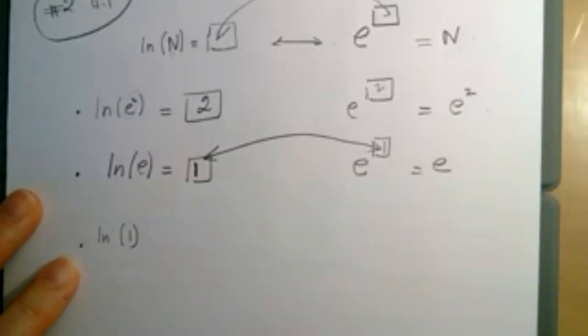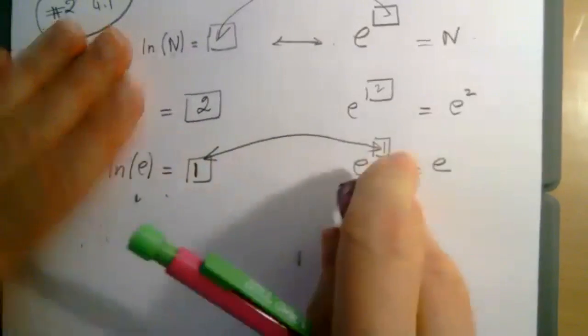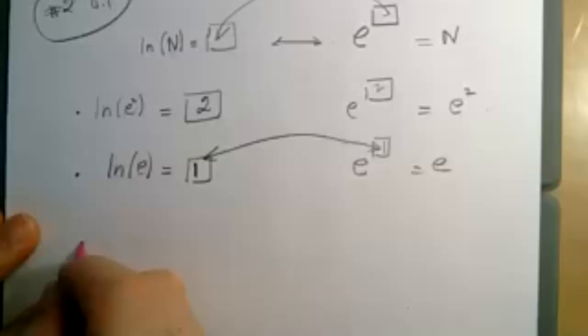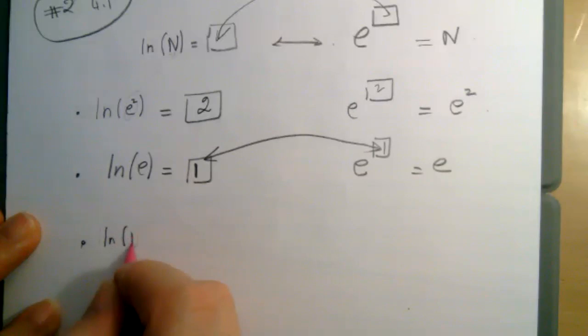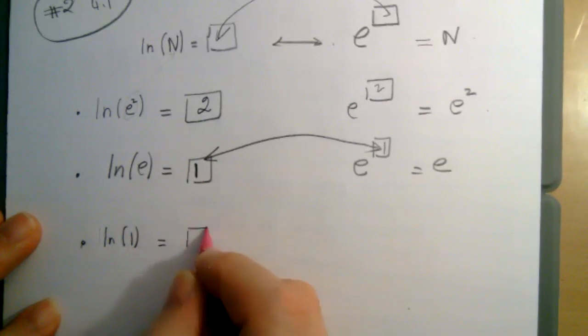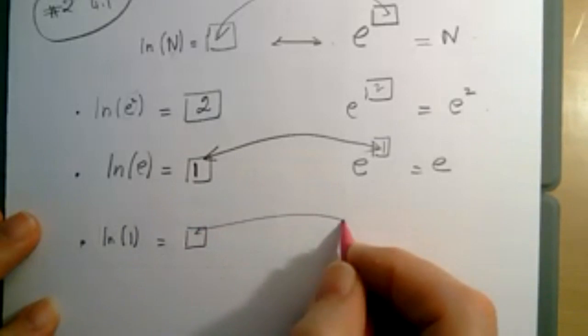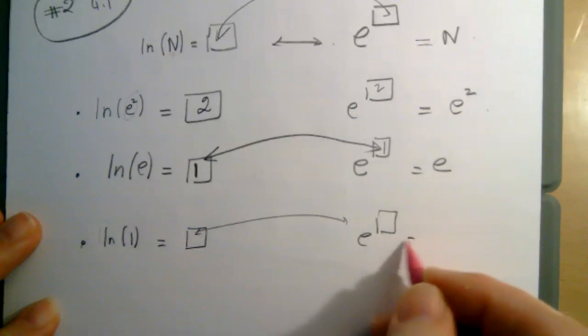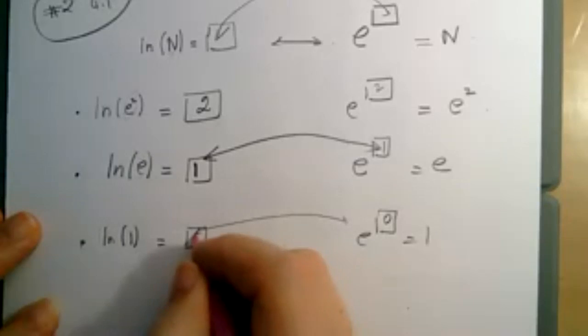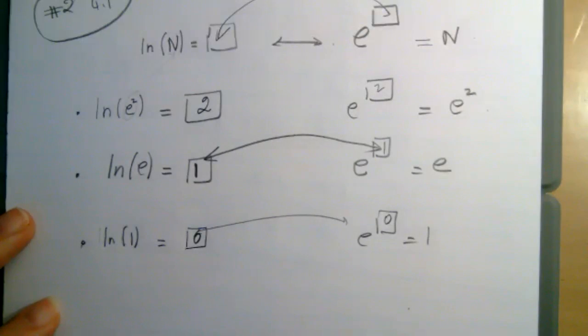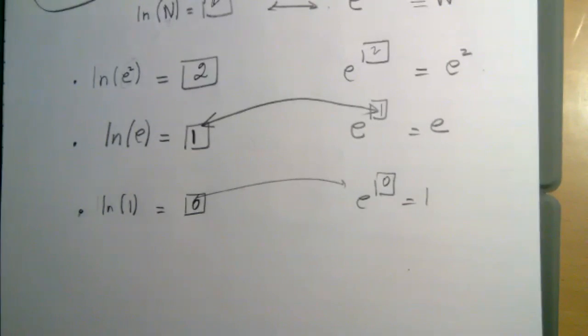I may skip some because we have a lot to work on today. ln of 1. Okay, it's 0. Right. I'm looking for that which gives me 1. e to the 0 gives me 1. Keep at it. So now ln of 1 over e squared.